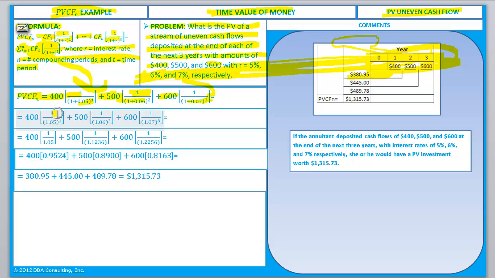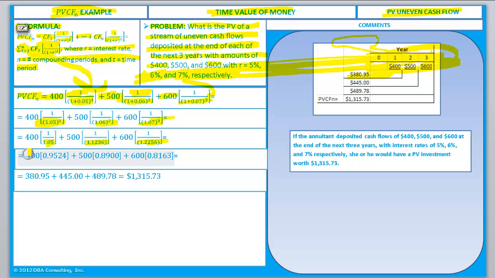So now we're going to simplify these denominators, and we're going to add 1 plus 0.05, 1.05, 1.06, 1.07 respectively, and keep our powers of 1, 2, and 3. Now we're going to simplify these powers. So 1.05 to the first is 1.05, 1.06 to the second is 1.1236, and 1.07 to the third is 1.2250.